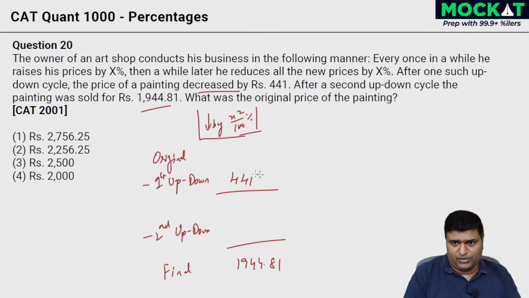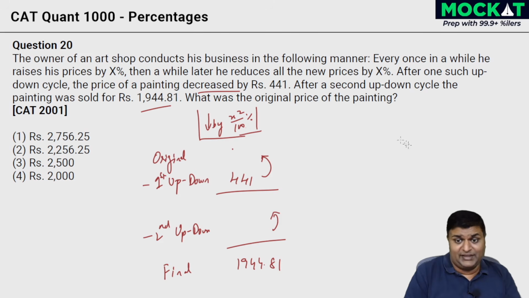And this 441 should be some x square by 100% of the original. And this value I'm going to put over here, that's also going to be the same x square by 100%. These two have to be in the same percentage terms, right? Same percentage terms, because you're increasing and reducing by the same percentage. So reduction of x square by 100% in both cases, that's the clue.